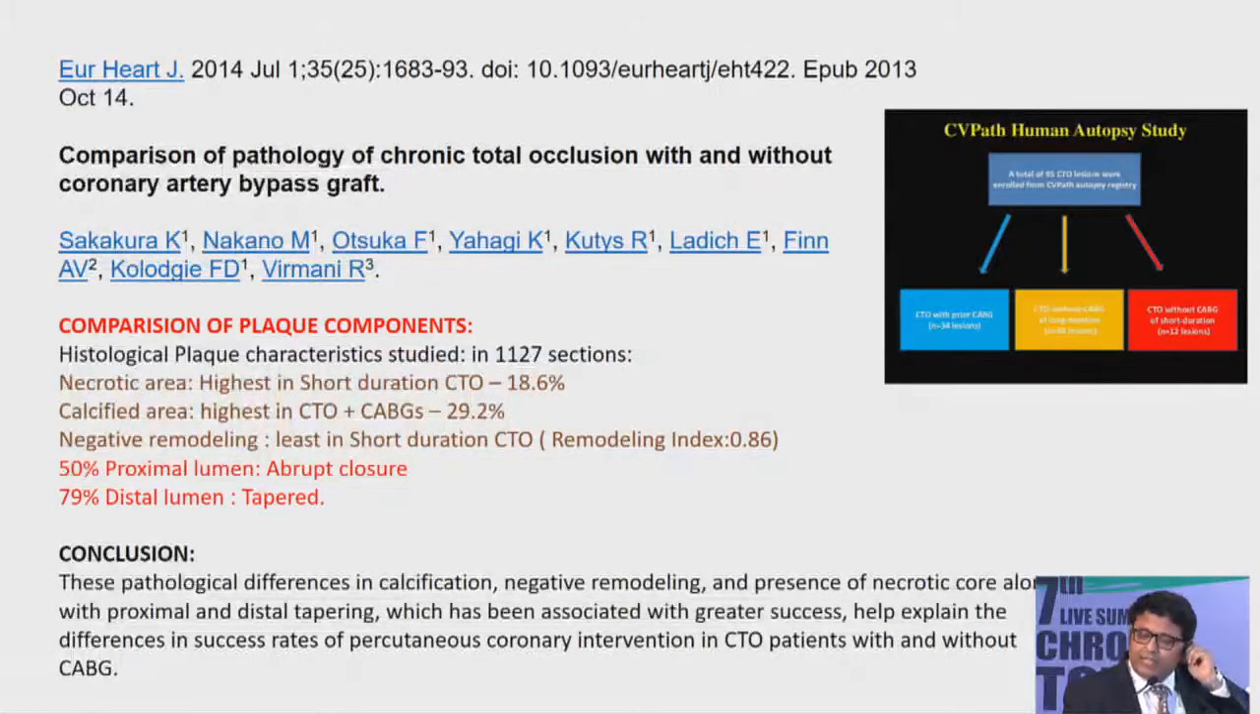One of the largest human autopsy studies, done by Sakakura and his colleagues, compared the plaque components, showing necrotic area highest in the short duration CTO and calcified area highest in the CTO plus CABG. Negative remodeling was least in the short duration CTO. 50% had abrupt proximal lumen closures, and 79% had tapered distal lumen, a very important thing.